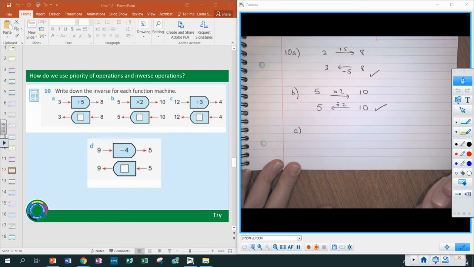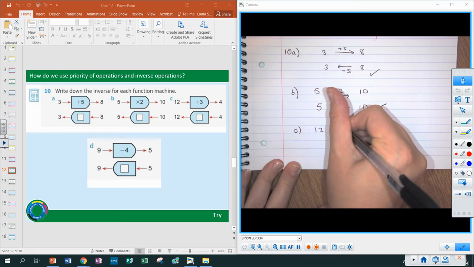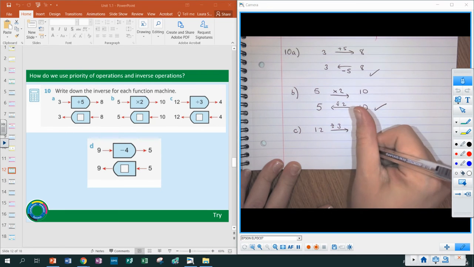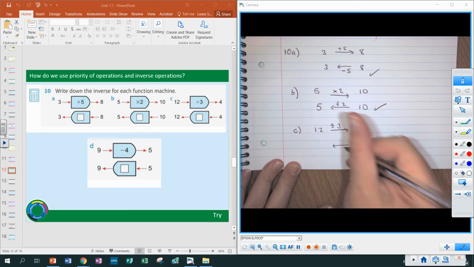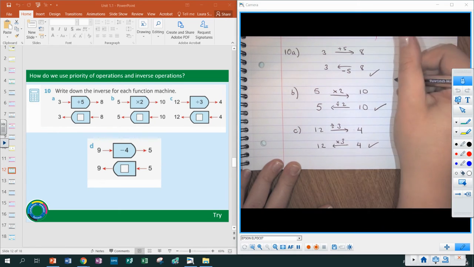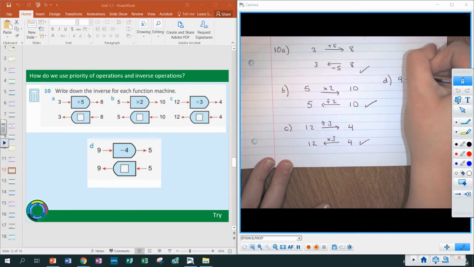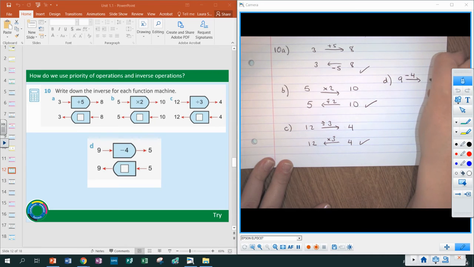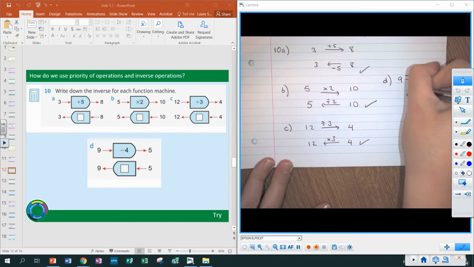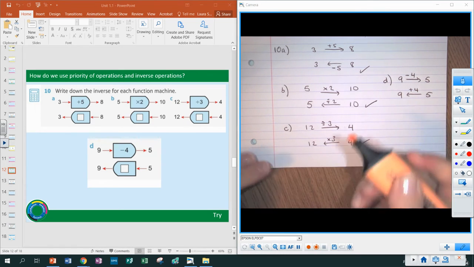Okay, and for part C, it says that we have 12, and that it is being divided by 3 to give us 4. So if we do the inverse, we start with the 4, we do the opposite, which is to multiply by 3, and that will give us 12. And finally, for part D, it said that we started with 9, we subtracted 4, and that gave us 5. So if we start with the 5, the opposite of subtraction is to add the 4, and that would give us the 9. Okay, so in each of these, the actual inverse functions were the opposite rules.